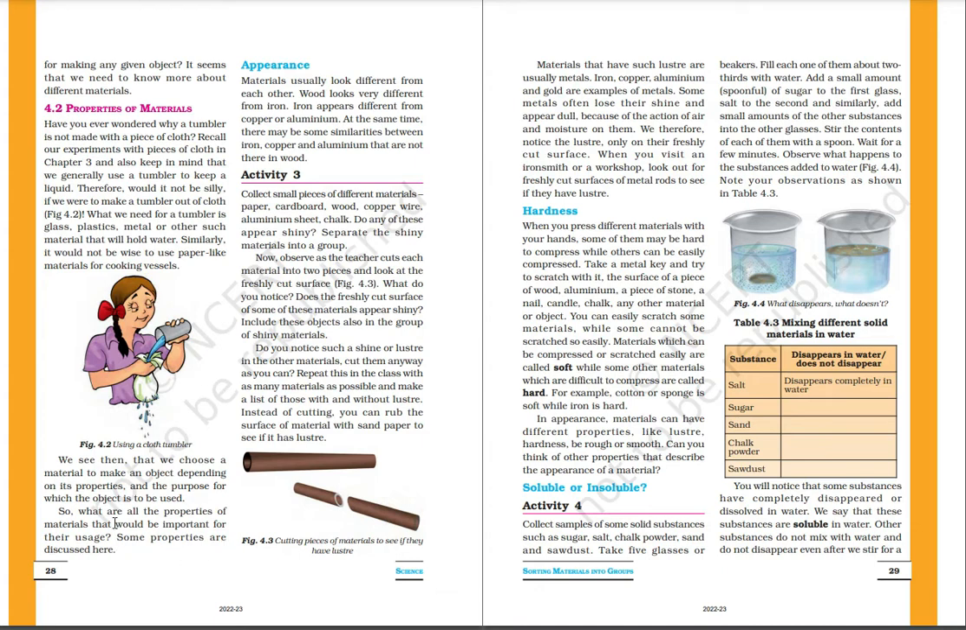So there are many properties. The section explains that there are many properties of materials, like their appearance, their hardness, whether they are soluble or insoluble, and much more. That is on the next pages. But in this class we'll cover only a few, because these are easy and basic, so you need to know these. So the first of these properties is appearance.